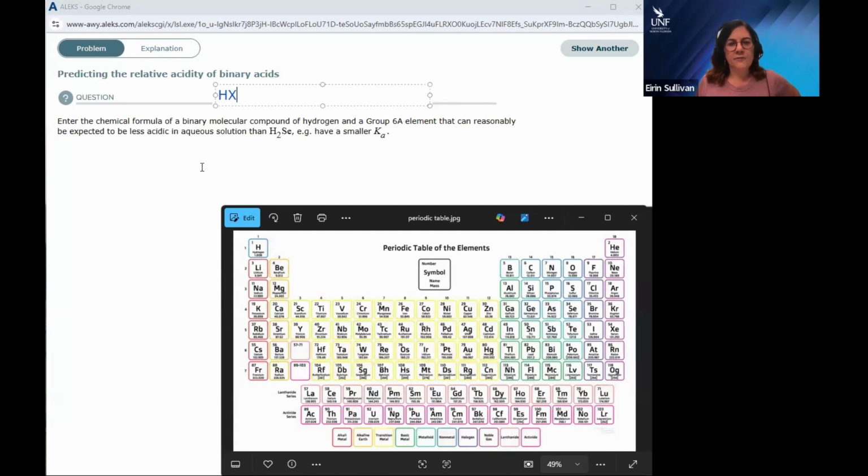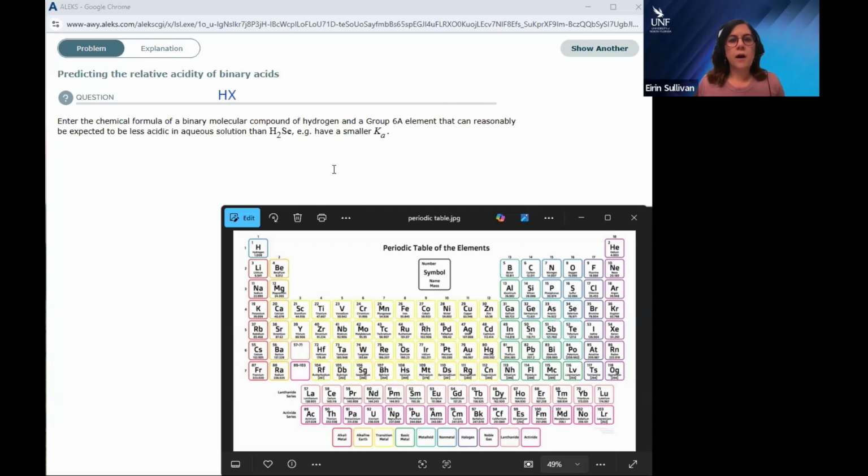So we're asked to predict relative strength of binary acids. So two factors affect how strong this HX bond is. The stronger the bond, the less strong the acid, because it's going to make it harder for it to give up its H plus. The weaker the bond, the stronger the acid, because acid strength is measured by how much H plus it can give up, how easily it loses a proton.